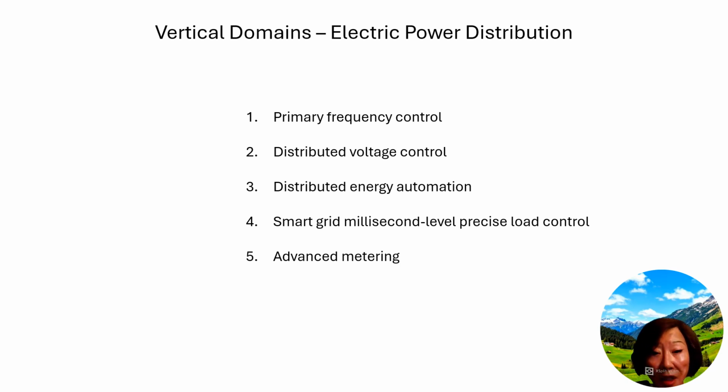To support these applications, 5G employs several key technologies. For primary frequency control, the system uses ultra-reliable low latency communication features to ensure rapid, reliable delivery of control messages. This might involve techniques like diversity transmission, where critical messages are sent over multiple paths to increase reliability.